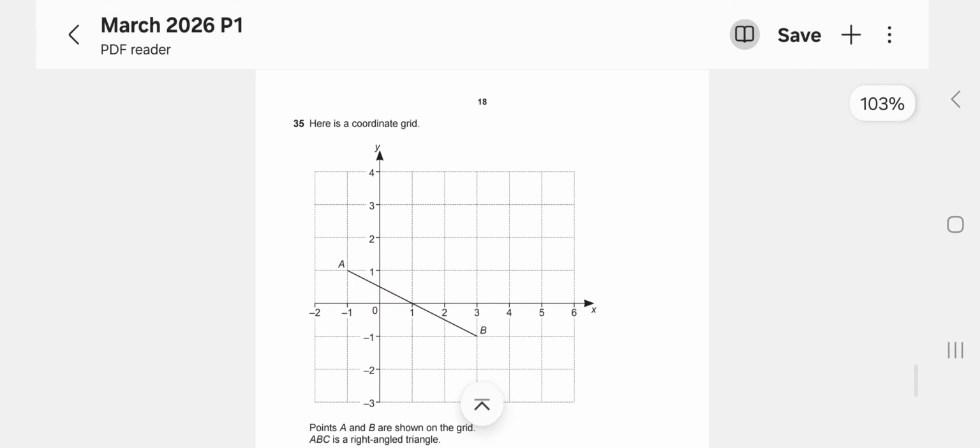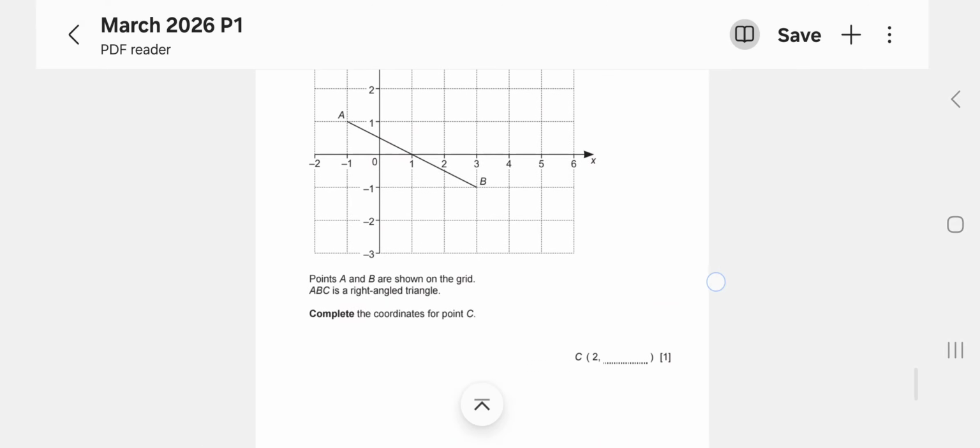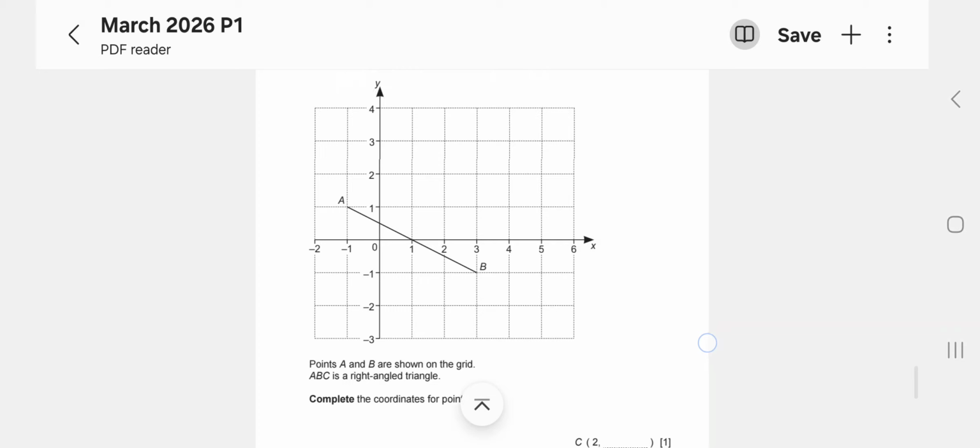Here are the coordinates A and B. We need to complete for C. And we need to have a right angle at C. ABC is a right angle triangle. Complete the coordinates for point C.